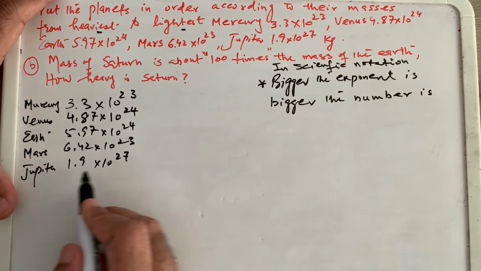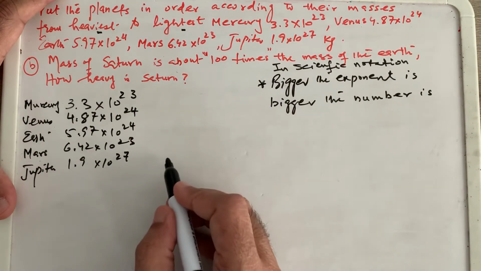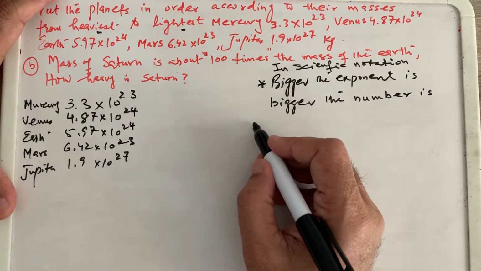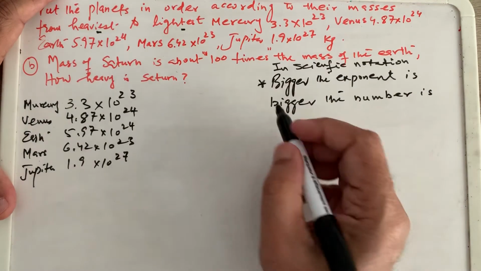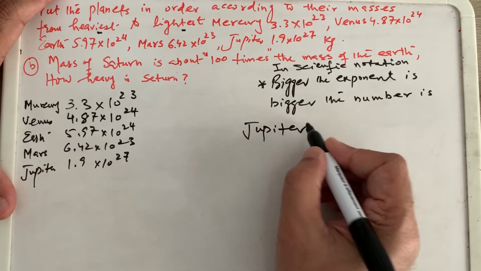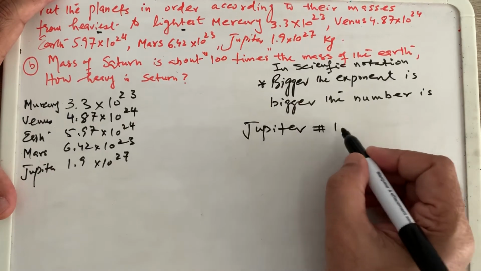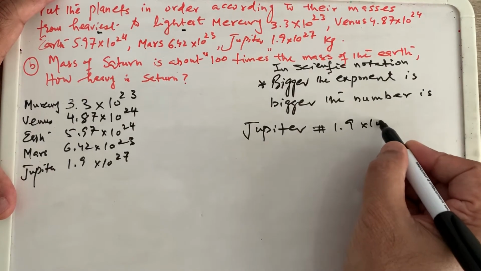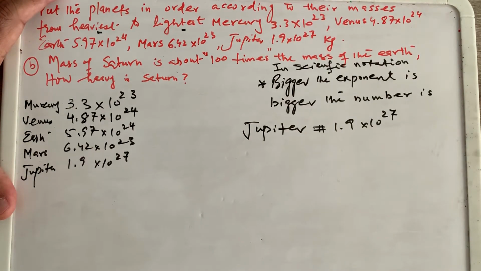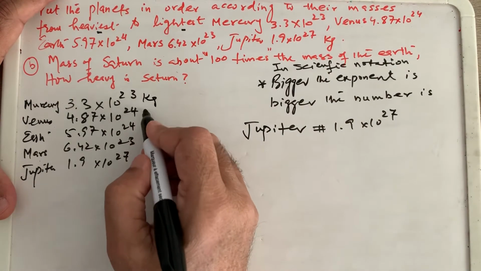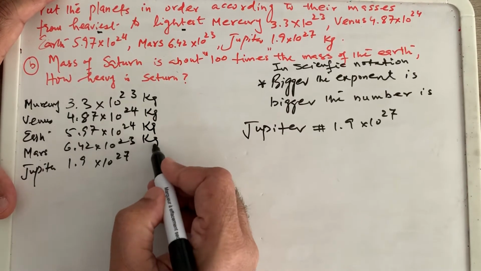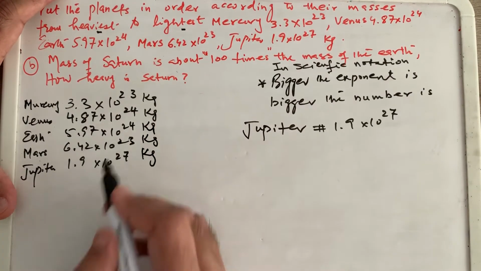So who is biggest here exponent-wise? That means Jupiter is heaviest. If I want to write from heaviest to lightest, I will put Jupiter first. Jupiter is the heaviest, which is 1.9 into 10 to the power 27. Why? Because the bigger the exponent is, the bigger the number is. These are all kilograms, so the heaviest has the biggest exponent, which is this.